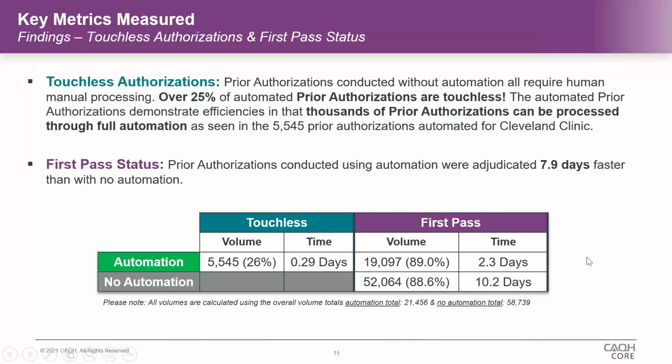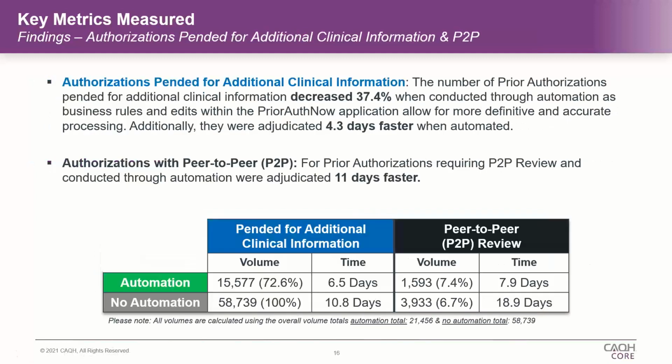The next set of measurements are looking at the pended for additional clinical information and then the peer-to-peer. And again, these necessarily aren't a measurement that the solution would improve, because this is all dependent on the information being valid, that it's the right clinical pathway. If you're getting an MRI of the hip, they want to see the consult, the x-ray, conservative treatment. That still has to be there, especially for the peer-to-peer.